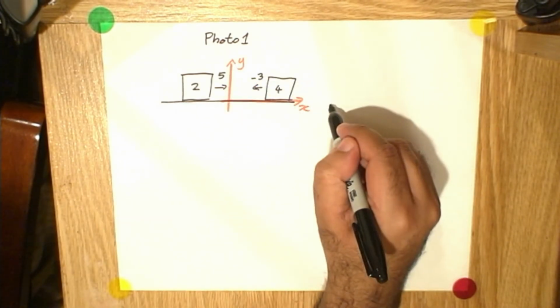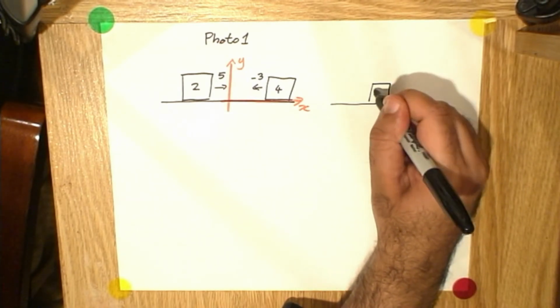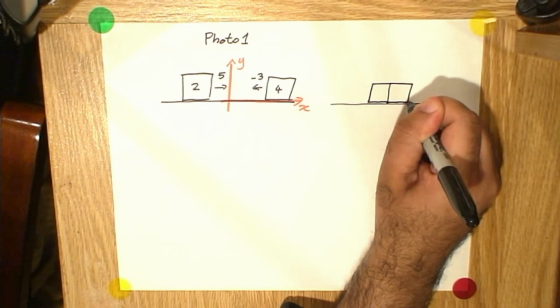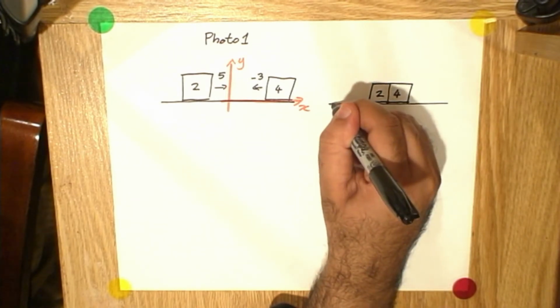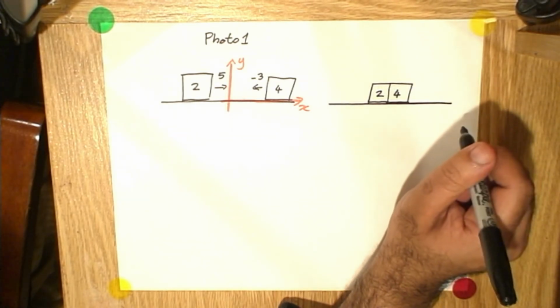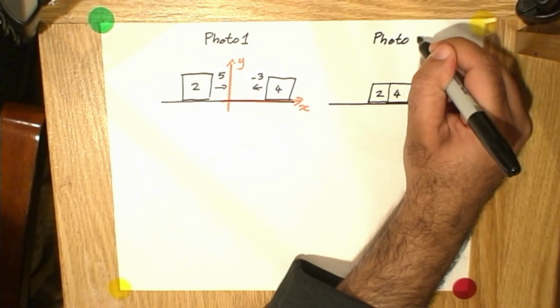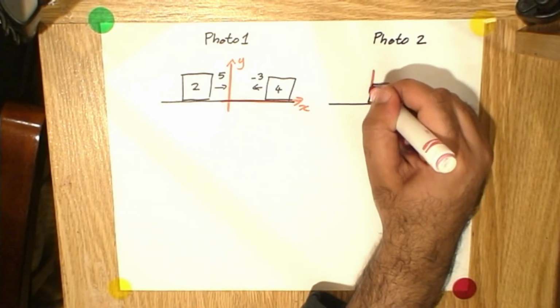What about photo 2? Photo 2 occurs after these two boxes collide and stick. So here's the 2 kilogram box, here's the 4 kilogram box. Now, we think that these two are going to be moving, but we don't yet know in which direction. So I'm just going to label this as photo 2, and I'm going to maintain my axes.